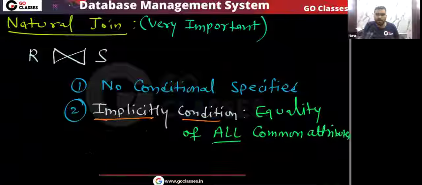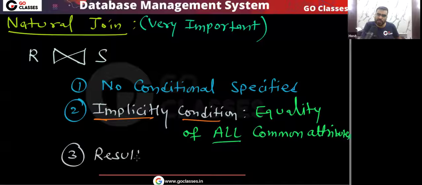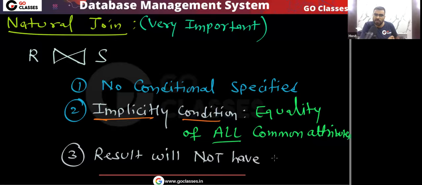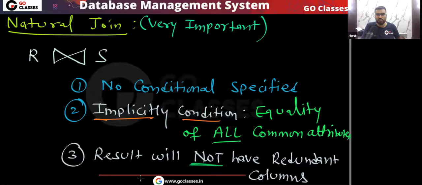Very simple. And one more important thing, the result will not have any duplicate column. The result will not have redundant columns. So let me tell you what that means.